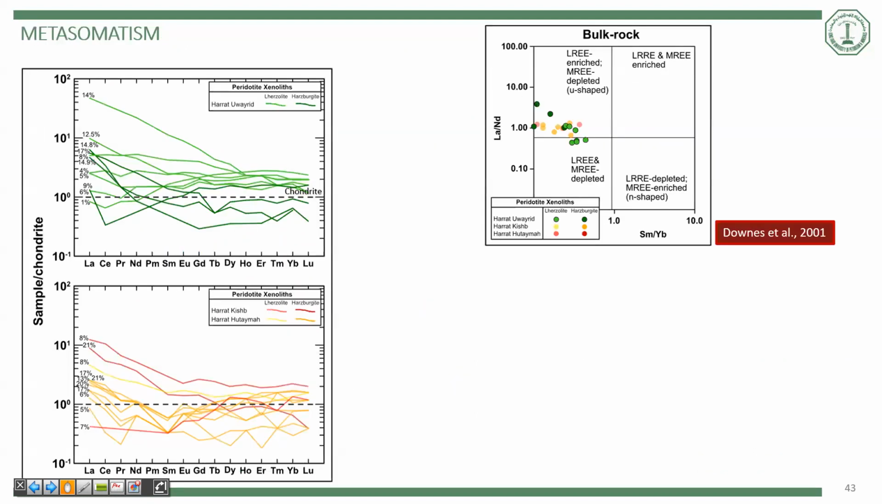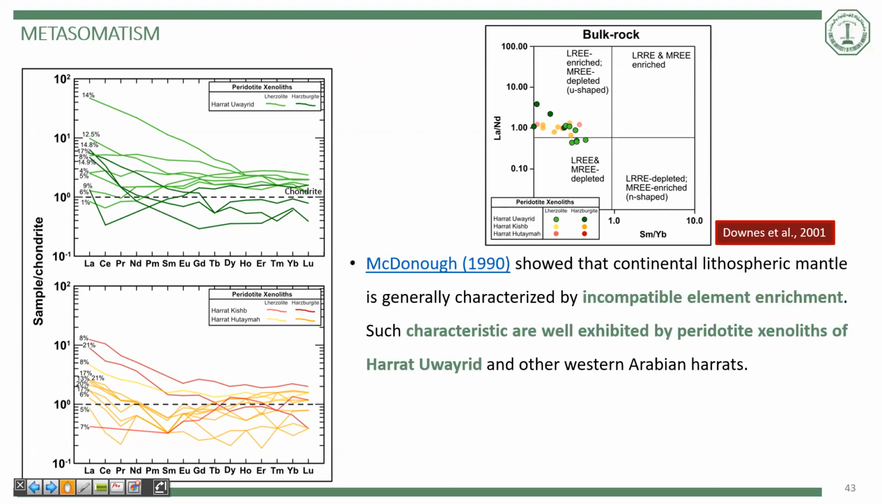The final interpretation that we did was metasomatism found in the peridotites. McDonough showed that continental lithospheric mantle is generally characterized by enrichment of incompatible elements, and this is the definition of metasomatism. So metasomatism is the enrichment of the mantle by certain agents, fluids, and the characteristics are well exhibited by the peridotite xenoliths of Harrat Uwayrid and other Western Arabian peridotites.